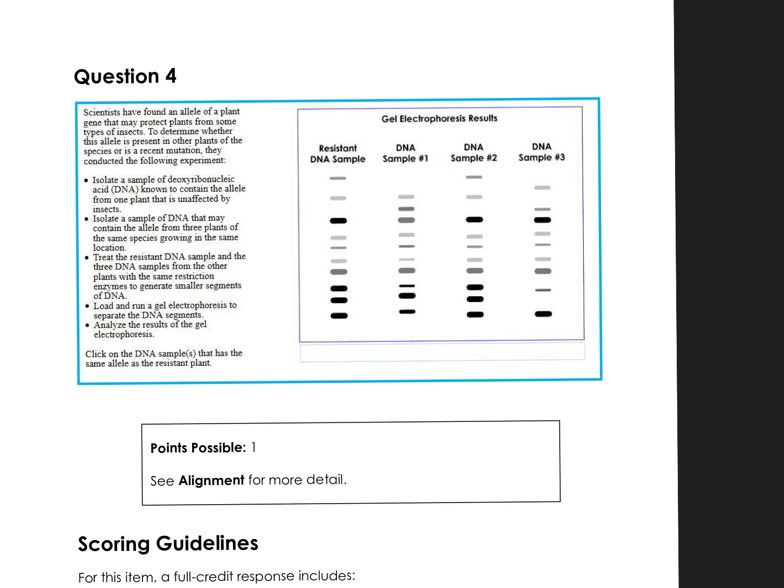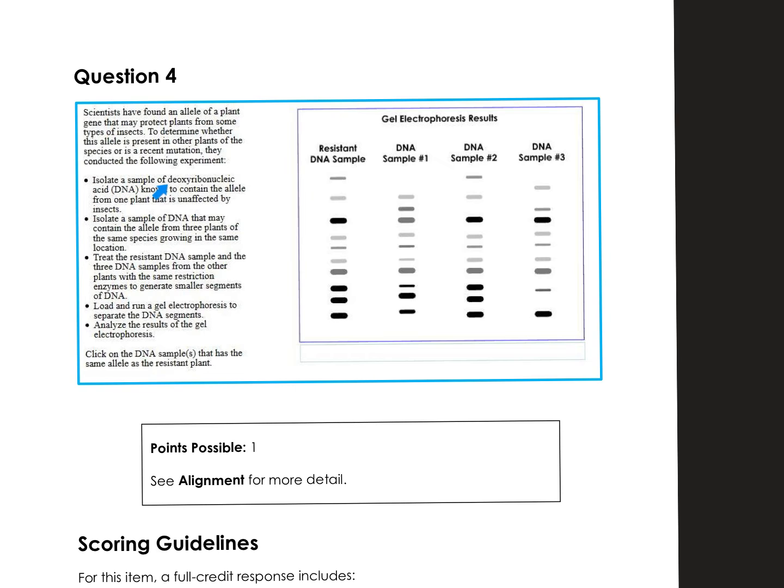When we look at this, the scientists have found an allele of a plant gene that may protect plants from some types of insects. To determine whether this allele is present in other plants of the species or is a recent mutation, they conducted the following experiment.